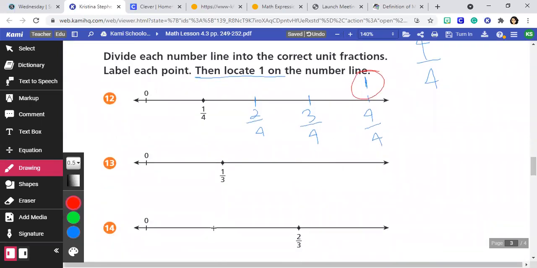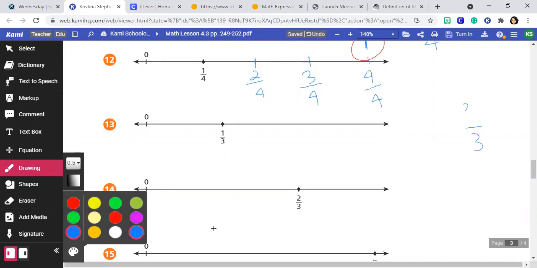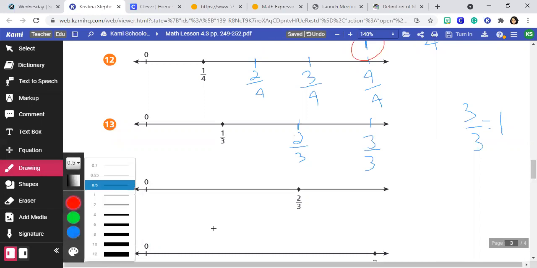Let's look at number 13. Our unit fraction has a denominator of 3. So I know in between 0 and 1, I would need 3 different sections. And because my denominator is 3, my numerator has to match so that it equals 1. So if that's 1/3, I'm going to estimate that right here is 2/3, which makes about right here 3/3, which is also the number 1.